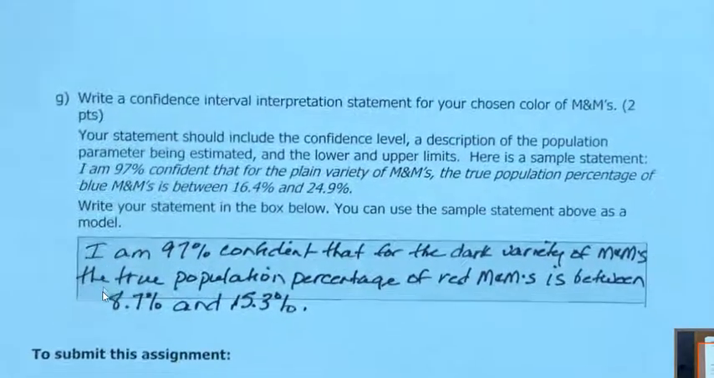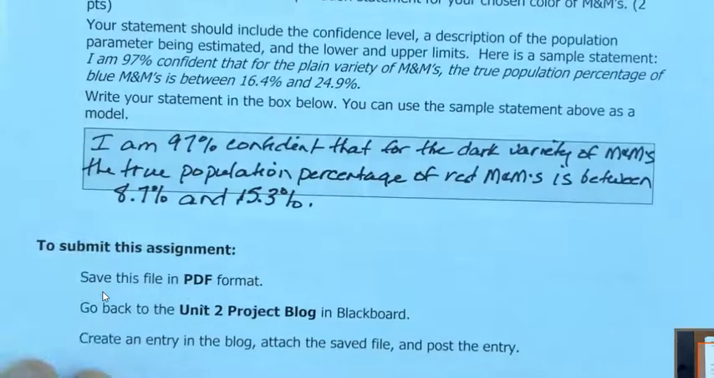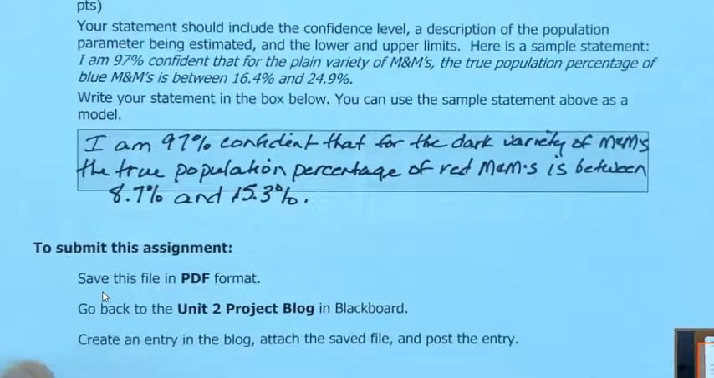Once you get done with this, be sure and save this file as a PDF. That way I'll be able to pull it up and read it. Go back to your Unit 2 project blog and attach your PDF file in a blog entry and then post the entry.